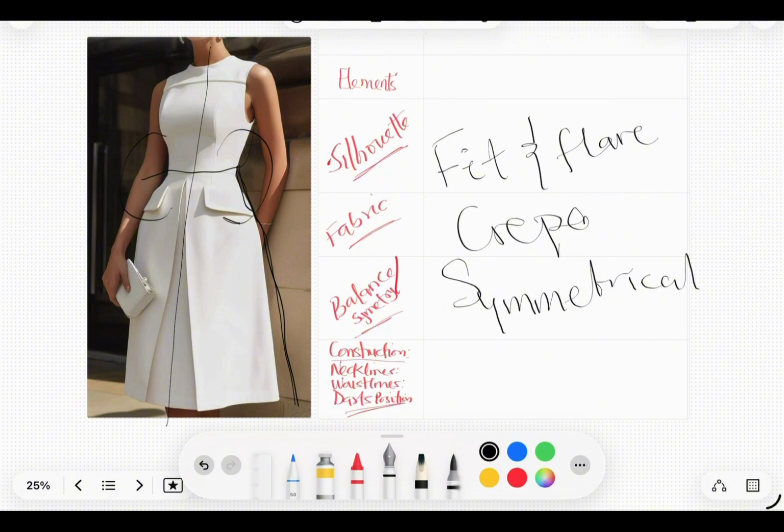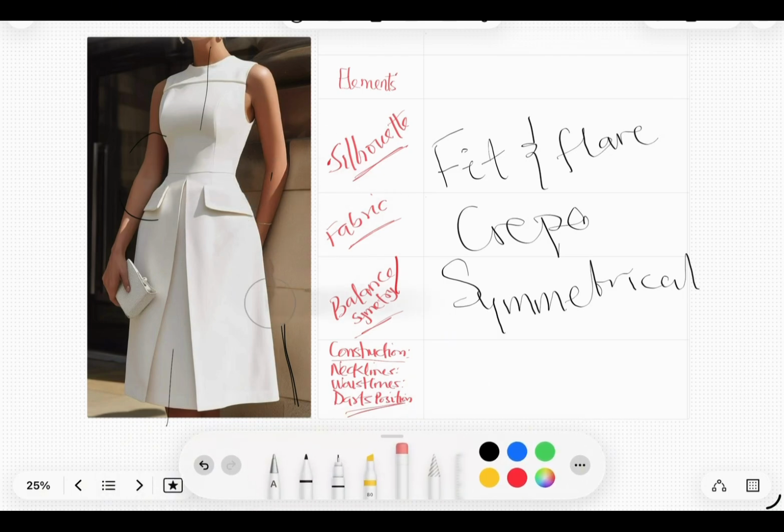Waistline, let's clean all this. For the waistline, you can see that we have our natural waistline. The waistline will probably just be lowered by about 2 cm so that I can follow the natural waistline, right? And then the darts position.